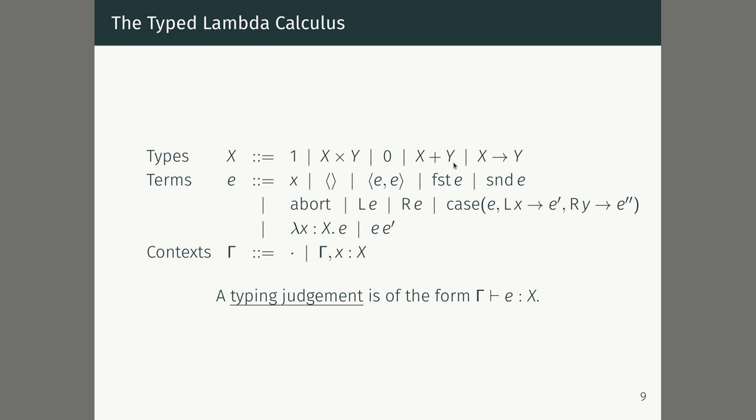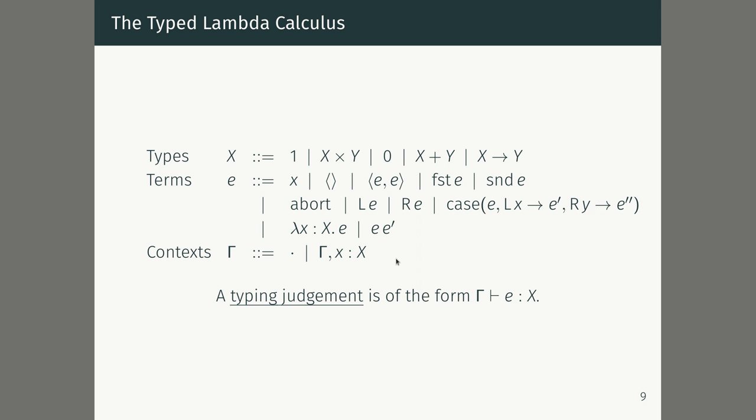And for the tagged unions, x plus y, we can embed it either into the left branch or the right branch, and then we have a little pattern matching example construct, which says case analyze your expression e, and if it's left of something, execute e prime, and if it's right of something, execute e double prime. And then we have lambda x colon big X dot e for function introduction, and e applied to e prime for the function application.